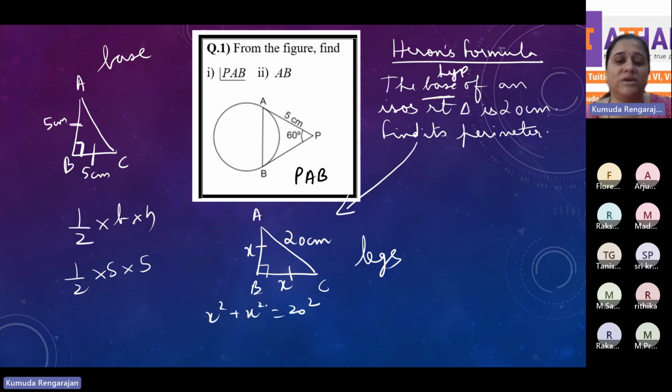You'll use Pythagoras theorem in right triangle ABC: AB squared plus BC squared is equal to AC squared. So X squared plus X squared is equal to 20 squared. You'll work this out and find X. Once you find X, you've found the length of AB and BC. And then you can find the perimeter.